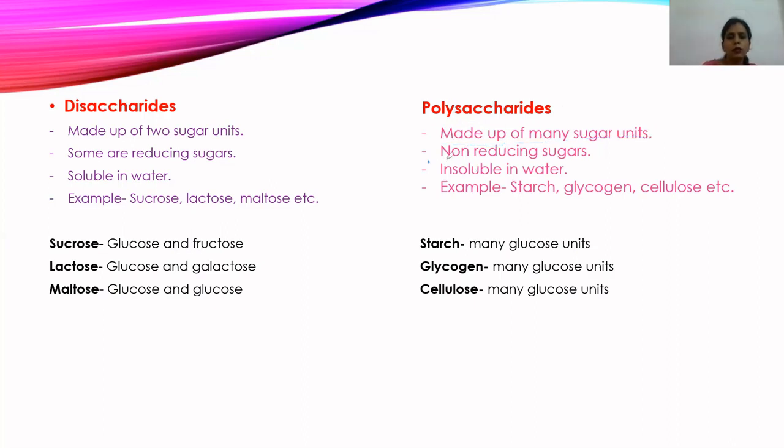All polysaccharides are non-reducing sugars. Very important point. They are all non-reducing sugars. That means they do not act like a reducing agent. They are all insoluble in water. Examples are starch, glycogen, cellulose, etc. Now for example, you take raw rice, grind it in a mixer, and then try to dissolve that raw rice in water.